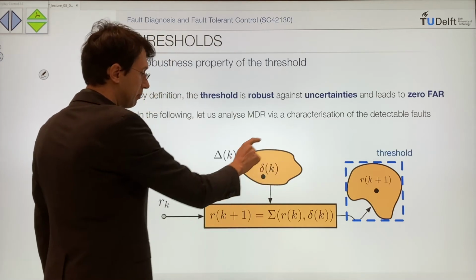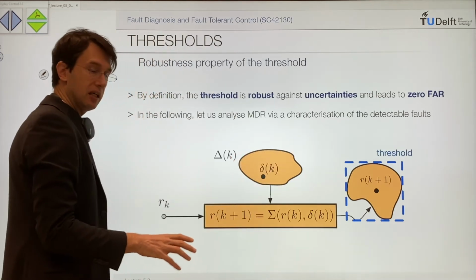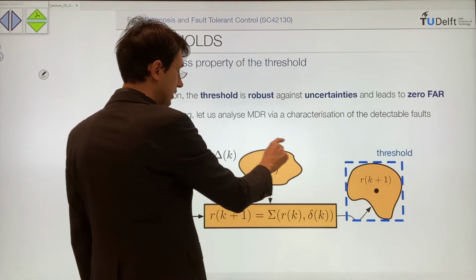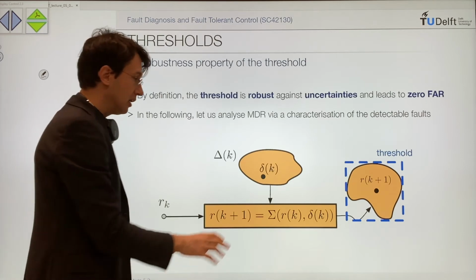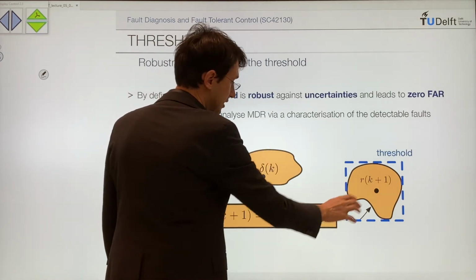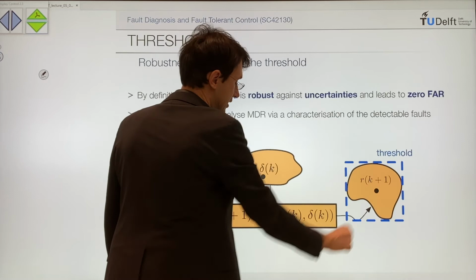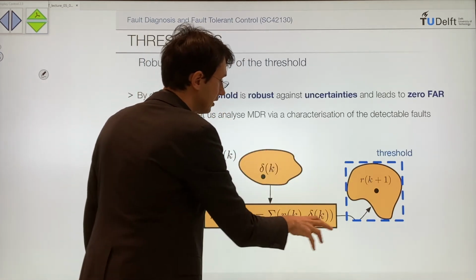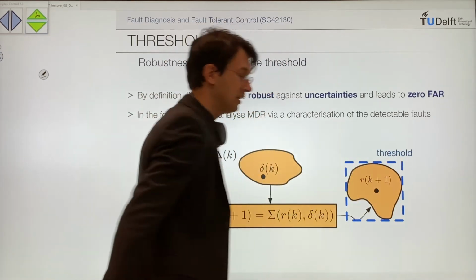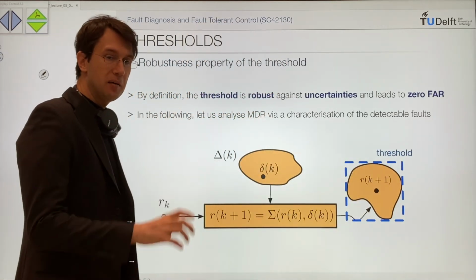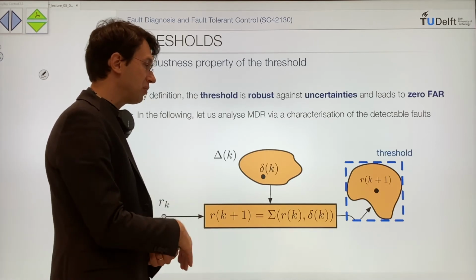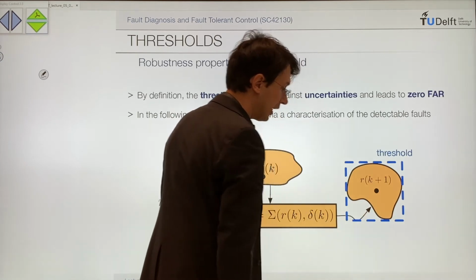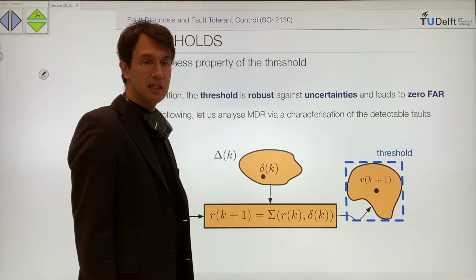So if we take all the possible values of the total uncertainty, we represent that via a set capital delta. We know this is bounded by assumption. If we compute all the possible next values of the residual, we get another set, because we have a point and a set going through this equation. The result is another set. But the way we are computing the threshold is such that this set is going to be bounded. And in particular, it is bounded by a rectangle.